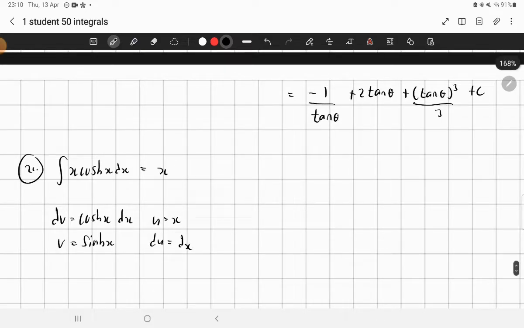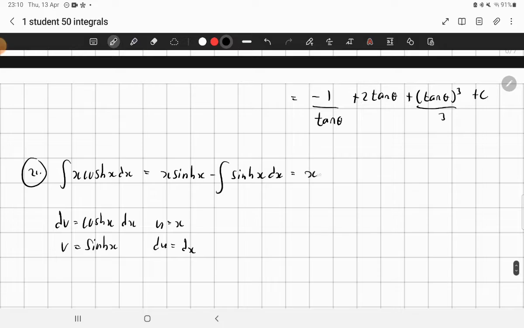So x times sinh of x minus the integral of sinh of x dx. We could solve this, and there you go. Very nice. Very direct integral using IBP. So let me check it out, whether or not I obtain the same answer. Yes, I do. Therefore, let's move on to question 22.